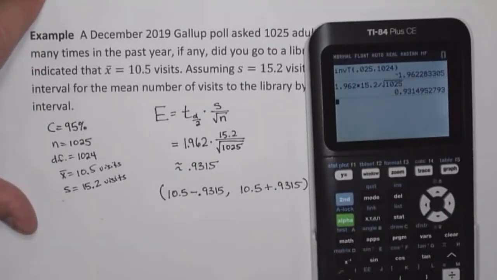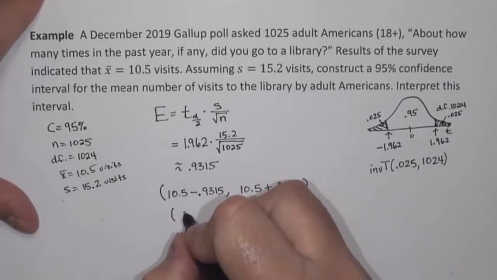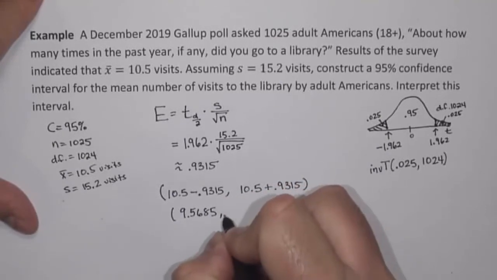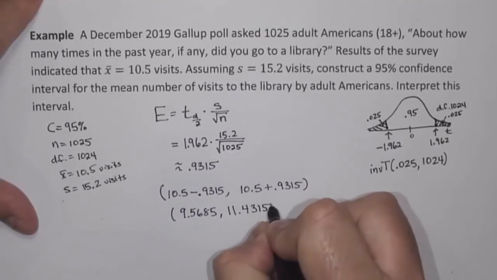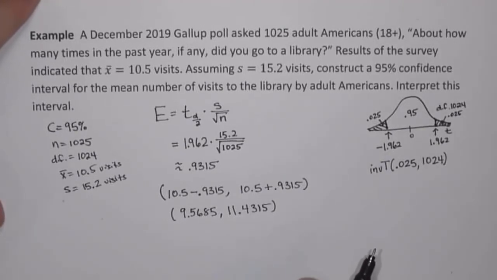So bring my calculator back in. 10.5 minus 0.9315, that is 9.5685. And 10.5 plus 0.9315, that is 11.4315. So 9.5685 to 11.4315 would be my 95% confidence interval.